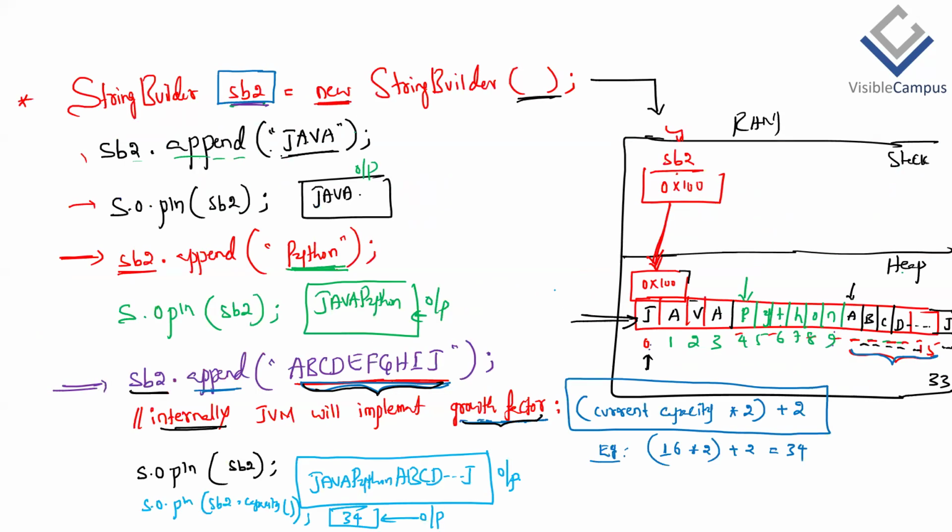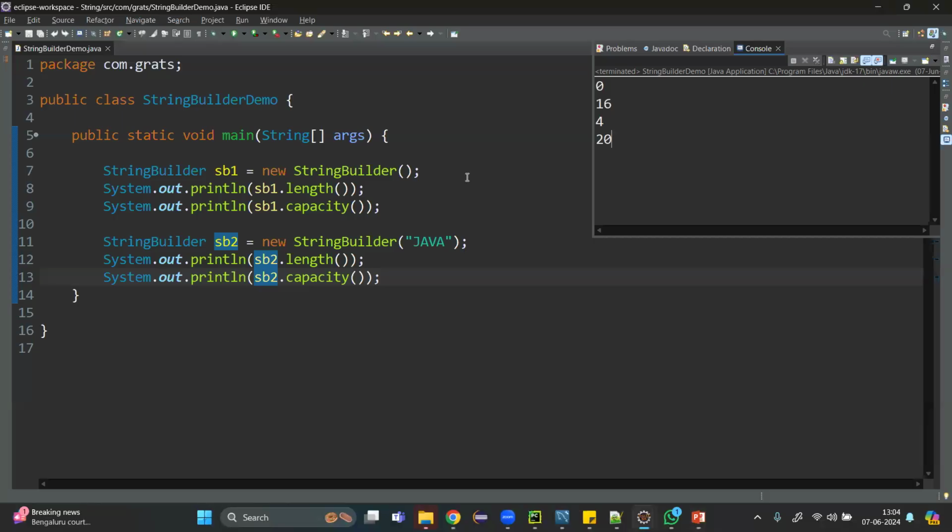Here, what is the capacity after appending? After appending, the capacity will be 16 only. That is the difference. When we give the value at the time of declaration, it is different. When we are appending it, then it's a different story. So this also we'll discuss.